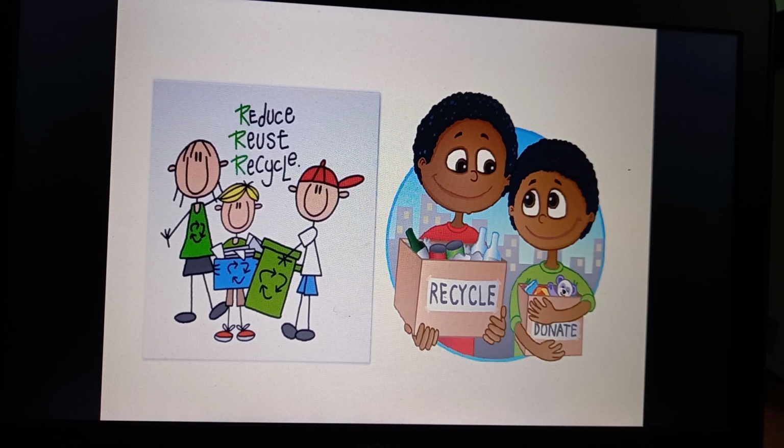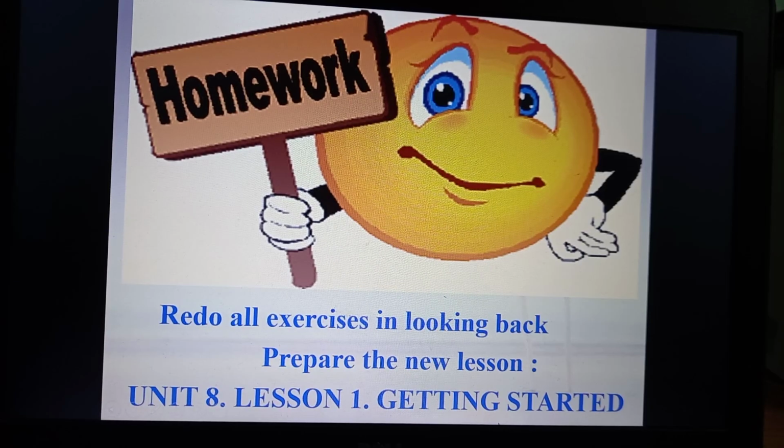Now end, homework. Now write the homework. The first, redo all exercises in Looking back. Prepare the new lesson. Unit 8, lesson 1, Getting started. Về nhà chúng ta làm lại các bài tập ở phần Looking back. Và cô giáo sẽ kiểm tra hôm sau.